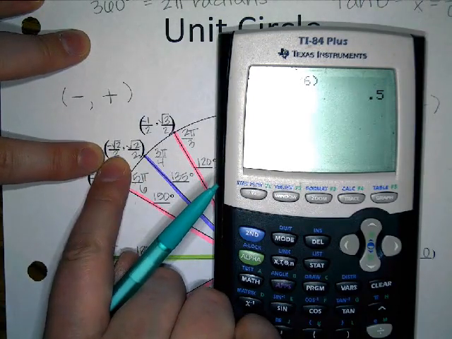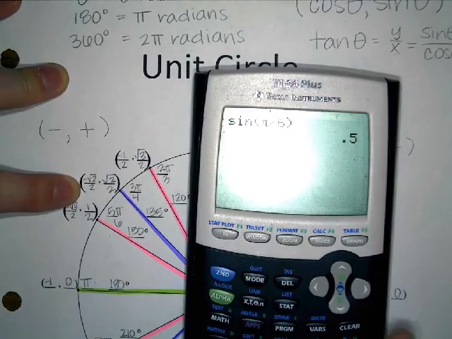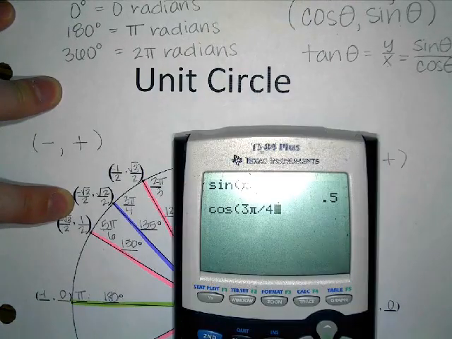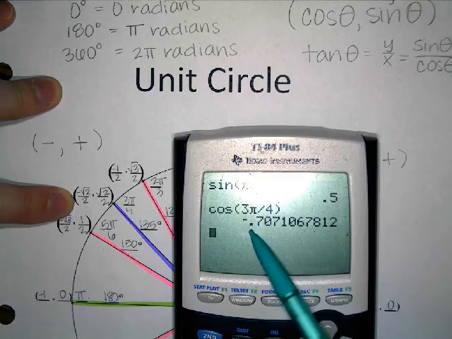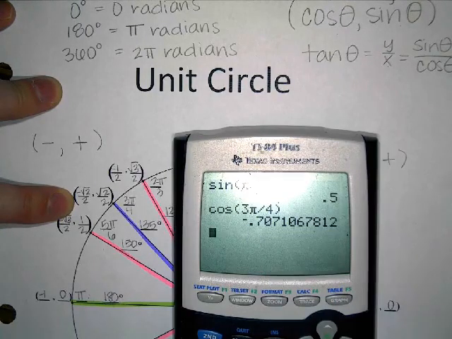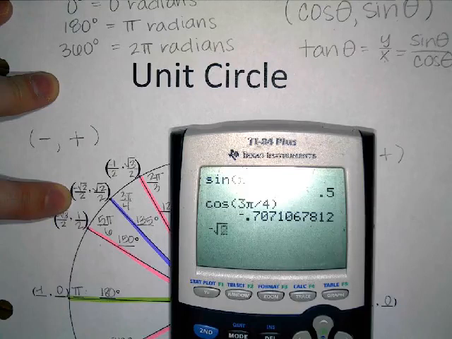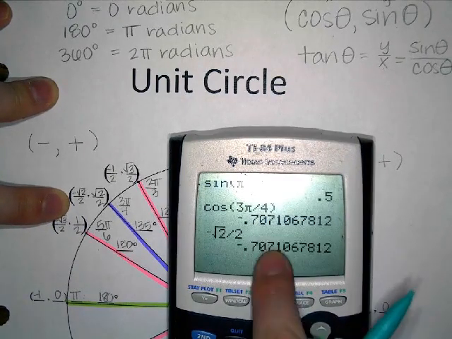Okay. If I try to find cos of 3pi/4, the calculator is going to give me the decimal for negative root 2 over 2. So I'm going to type in cos 3 pi divided by 4, and the calculator gave me negative 0.707, and if I type in negative root 2 divided by 2, that is the same decimal.